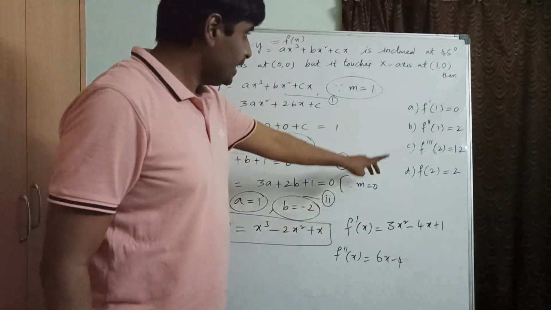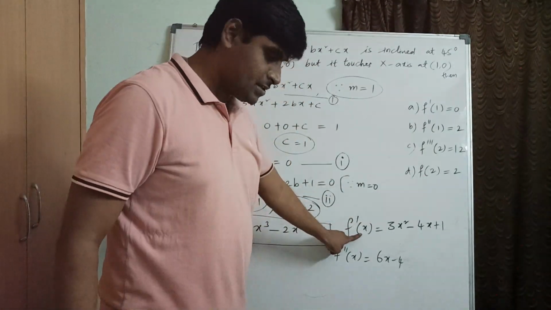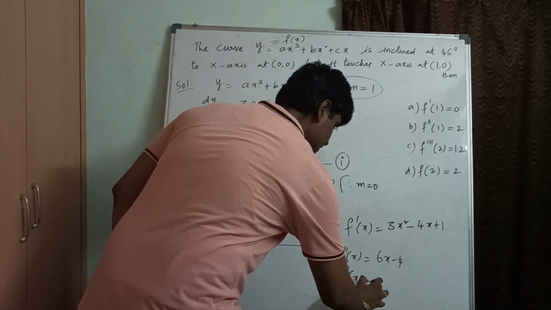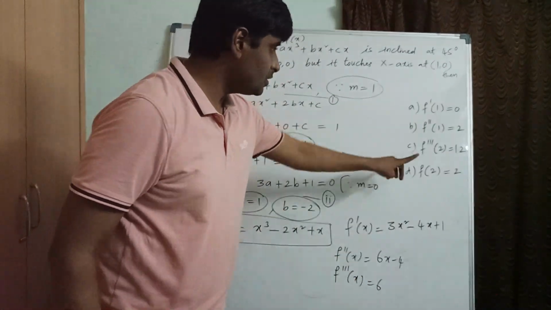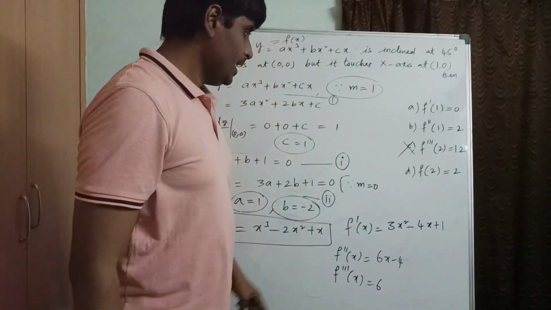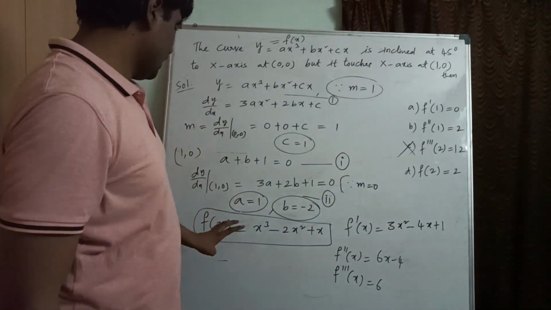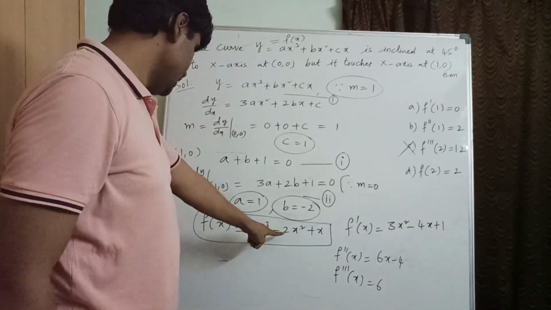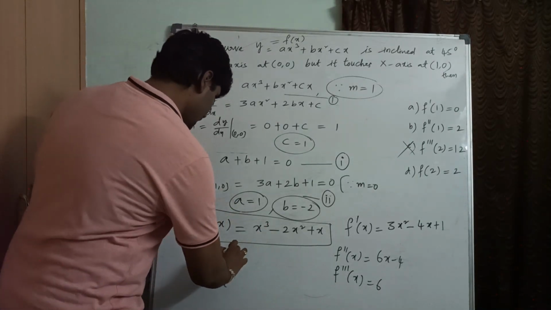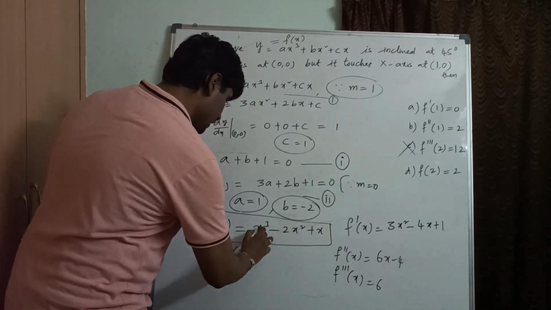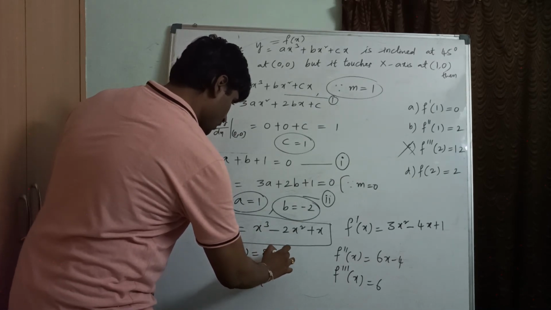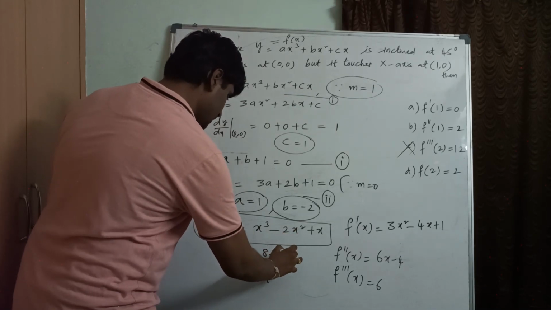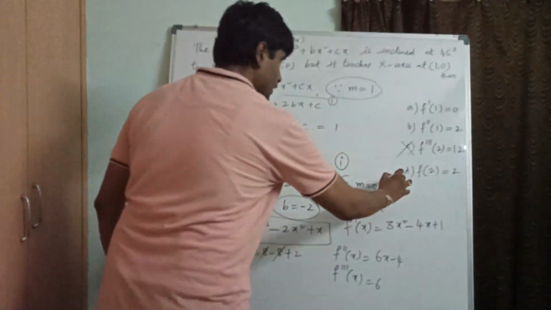Now let us see, if you substitute 1 there, in f double dash of x, what do you get? 6x minus 4 is not a constant, so that option is not correct. Now f of 2 equals 2. If you substitute 2 here, will you get 2 back? f of 2 is 2 cube, 8, minus 2 square, 4 into 2 is 8, plus 2. Yes, correct. f of 2 equals 2, correct.